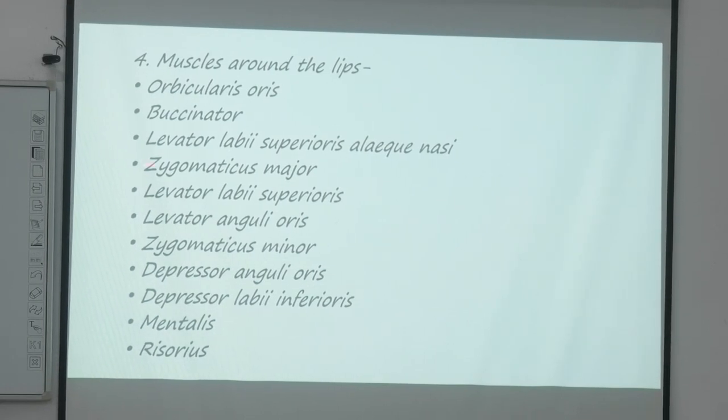Next is levator labii superioris alaeque nasi, zygomaticus major, zygomaticus minor. Levator labii superioris, levator anguli oris, depressor anguli oris, depressor labii inferioris, and mentalis. All these are lying around the lips.